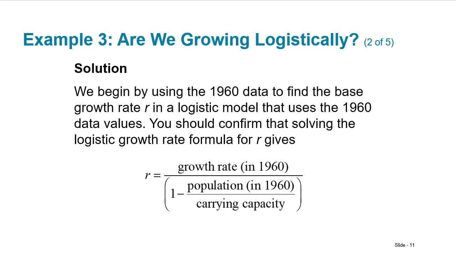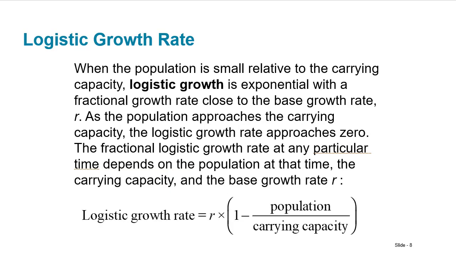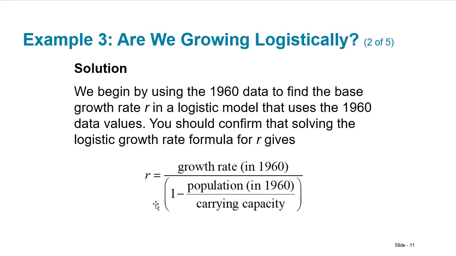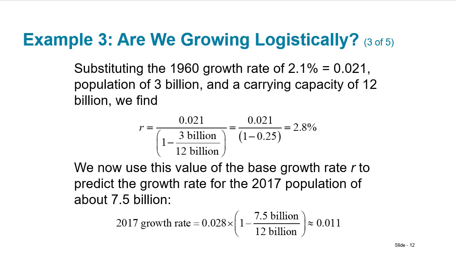Well, if we plug everything in, we begin by using the 1960 data to find the base growth rate R in a logistic model that uses the 1960 data values. You should confirm that solving the logistic growth rate formula for R gives us this. So basically all we did was take this formula and solve for R. So R is going to equal this thing divided by this thing, and that's what we have here, growth rate divided by all this stuff. All right, so we substitute in all the values that we know.